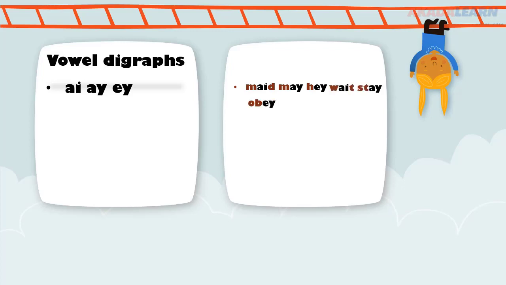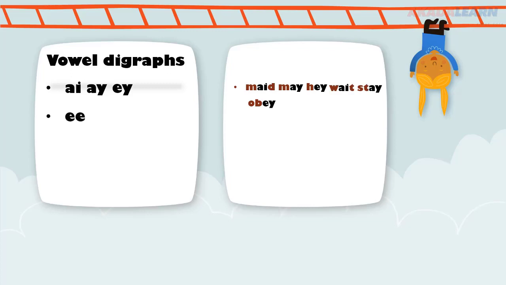You have S-T-A-Y. Now remember, S and T are an example of blends, okay? Though they are together, they don't make a new sound. Okay, the S still has its S sound, and the T still has its T sound. Together they make an ST sound. So in the word S-T-A-Y, you have ST, A. Together you have what? Stay. Okay. The next word, O-B-E-Y, obey.